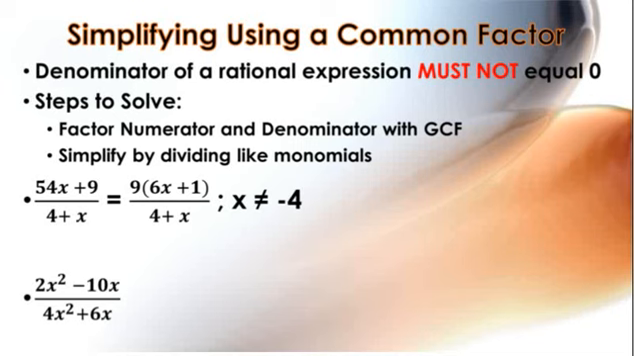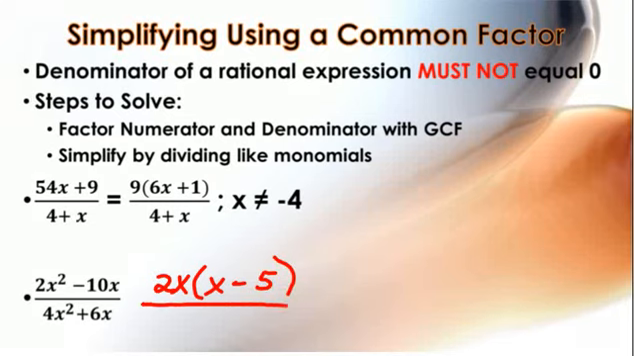We got 2x squared minus 10x over 4x squared plus 6x. I know in the numerator I can take a 2x out of both terms. That's the biggest number and variable I can take out. When I do that, 2x squared divided by 2x is just x. And remember, when we divide like bases, you subtract the exponents, so 2 minus 1 is 1. And then 10x divided by 2x is just 5. So I factored out the numerator.